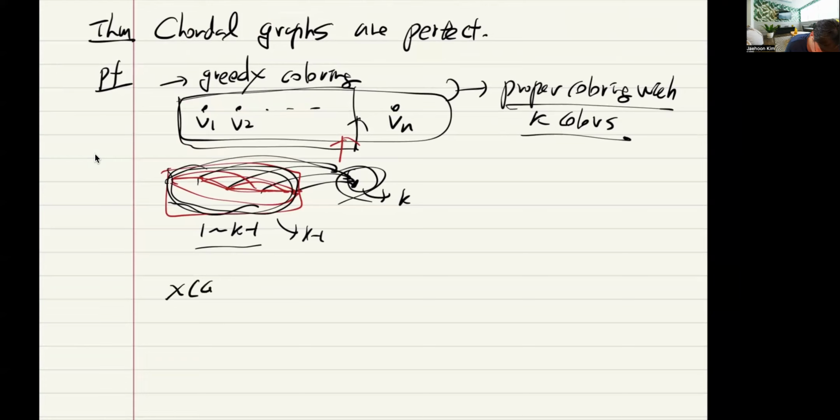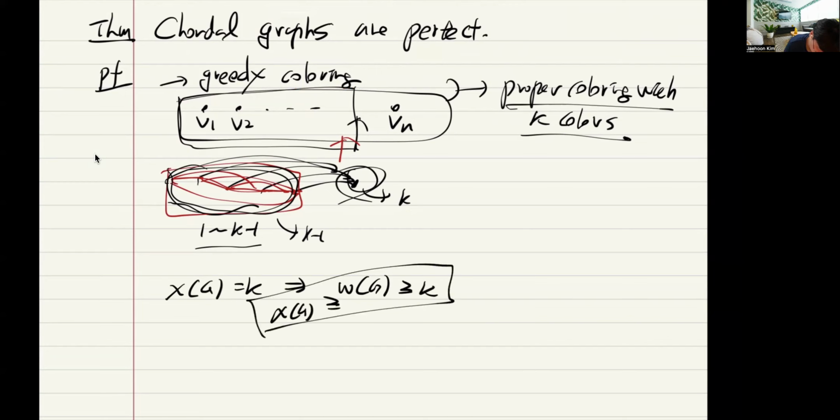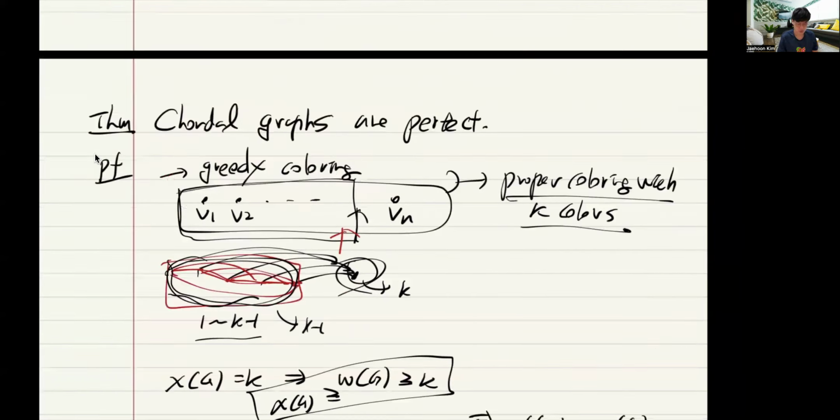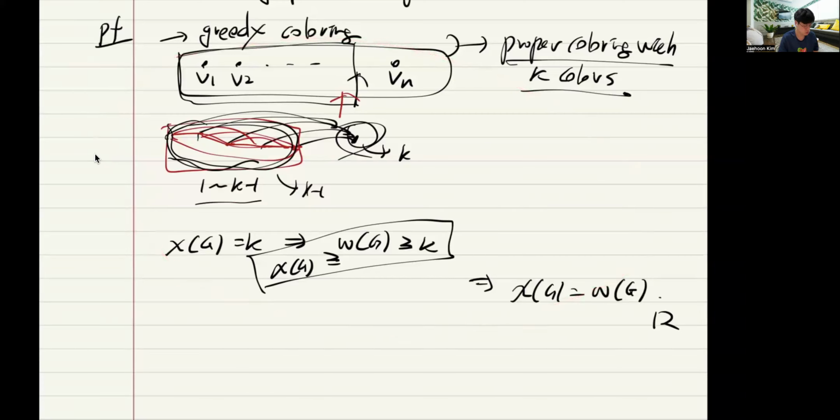So the chromatic number being K here implies that omega is at least K, but we know that the clique number is also a lower bound of the chromatic number. So the simplicial elimination ordering gives you the fact that the chromatic number and clique number are the same for this chordal graph. So I will not write down the proof, but this shows that chordal graphs are perfect. Okay, so that gave us some examples of perfect graphs.